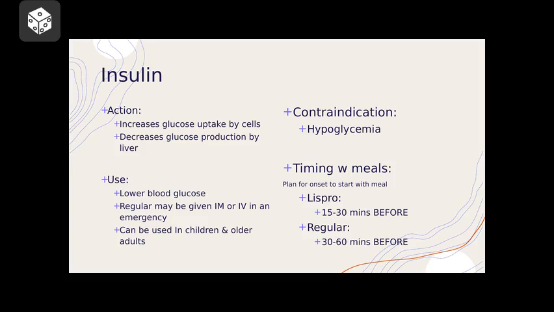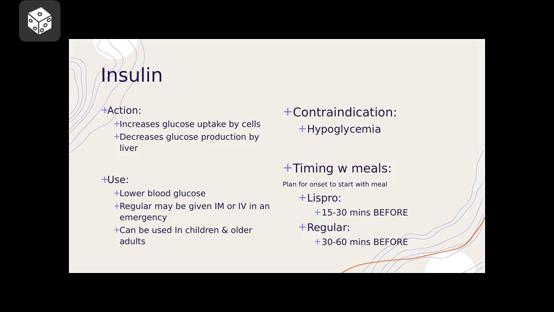And insulin can be used in children and in older adults safely. Only contraindication that we have with insulin is hypoglycemia, which is pretty obvious. If our blood sugar is already low, I would not want to give insulin. It's just going to make the blood sugar lower. Probably the most important thing when we're talking about giving insulin is our timing with the meals. So you want to plan your onset to start with the meal.